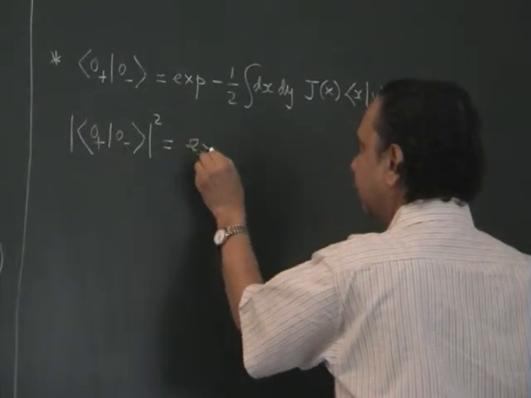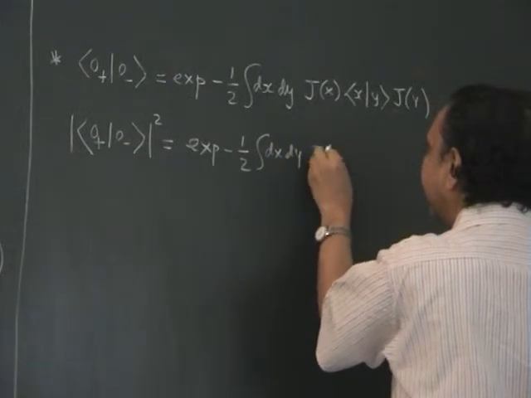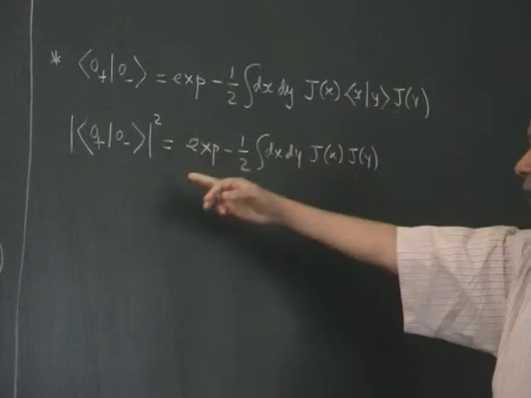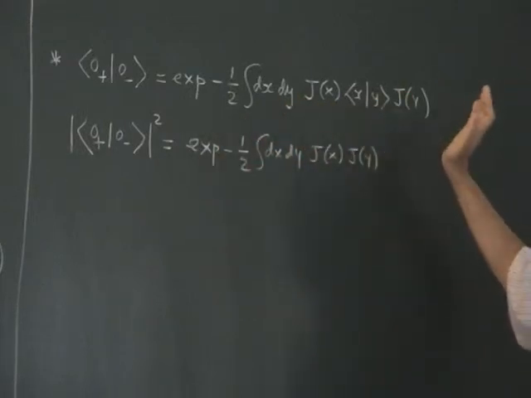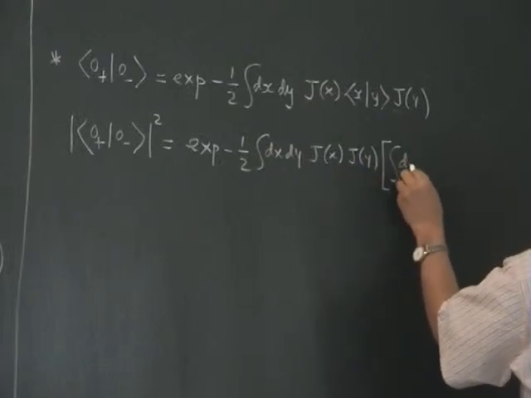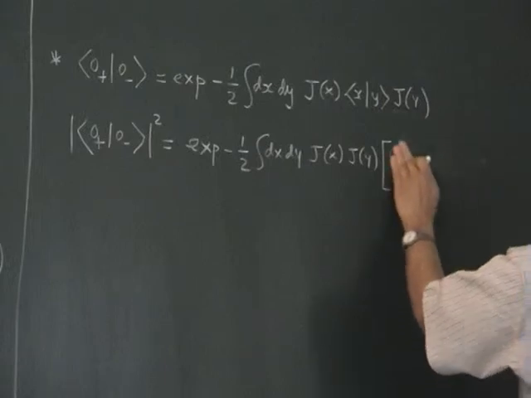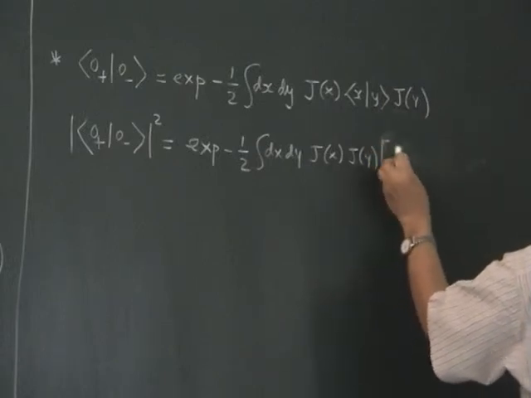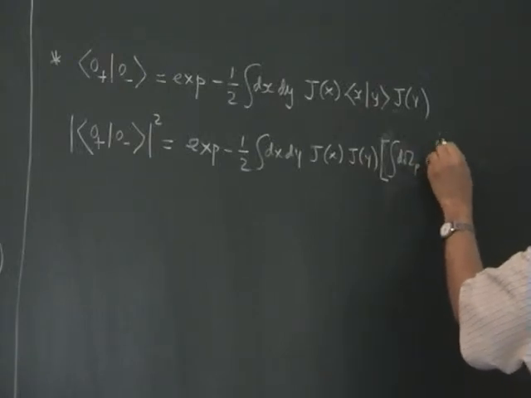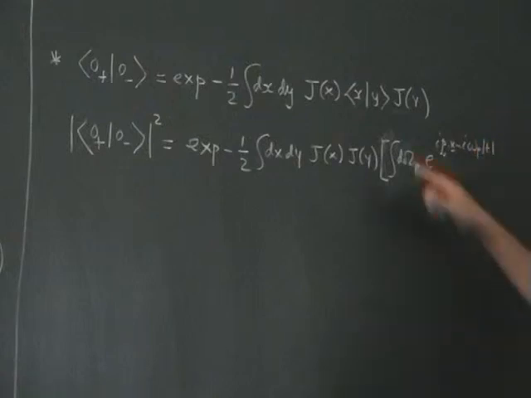So let us compute this. This is exponential minus half integral dx dy j(x) j(y), then this quantity plus its complex conjugate, right? Because I am taking mod square, so I have to multiply this by its complex conjugate. So when I multiply it, the exponentials add, so this quantity plus its complex conjugate. So let us write this out. That is d omega p e to the minus of this requires a little bit more work. So what I am going to do here is to write this as d omega p. The first quantity is e to the I p dot x minus I omega p times modulus of t. That is what this quantity is.